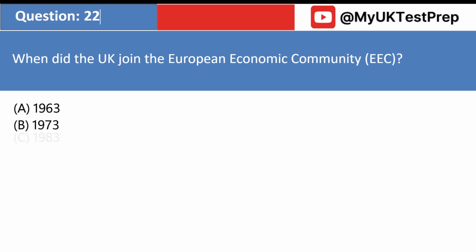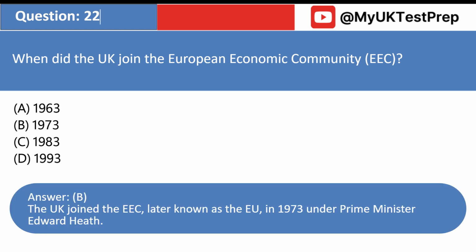When did the UK join the European Economic Community, EEC? A. 1963. B. 1973. C. 1983. D. 1993. Answer: B. The UK joined the EEC, later known as the EU, in 1973 under Prime Minister Edward Heath.